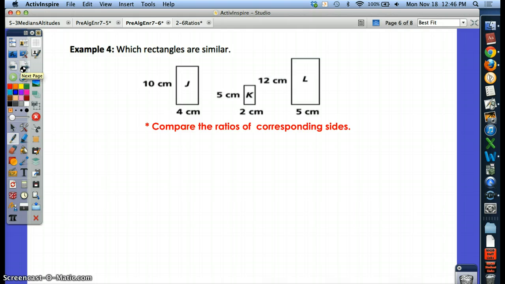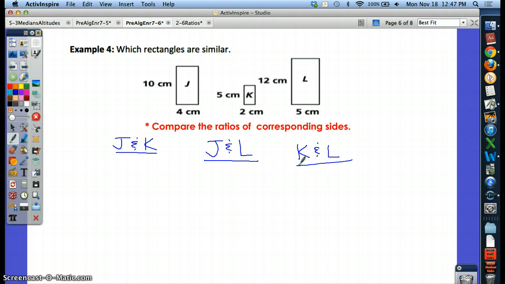And the last thing we need to talk about for our learning target is being able to identify which figures are similar. So we're going to use this idea of proportions. If the rectangles are similar, the ratio of their corresponding sides will be equal. So let's check that. We have 3 rectangles, so we're going to have to check three different proportions. We're going to compare J and K and see if those are equal. Then we're going to compare J and L, see if those are equal. And then we also have to compare K and L. So you have to compare them all to each other.